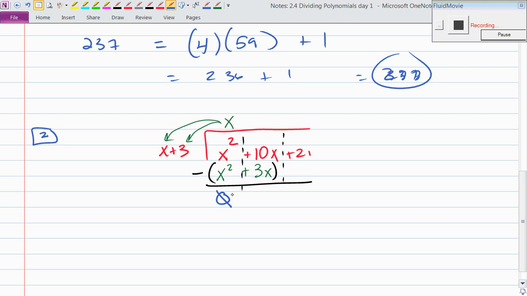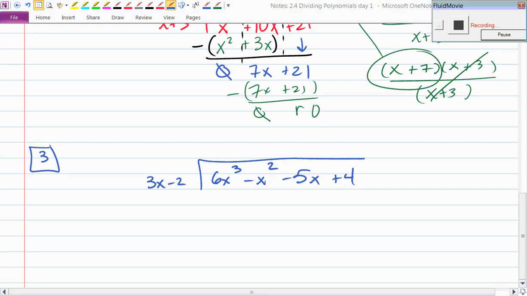So what's 10x minus 3x? What does that give us? A positive 7x. Very good. And then I bring down the 21. Okay, now 7. So what's 7 times x? Good. So we get a 7x down here. What's 7 times 3? Positive 21. Draw a line. We are subtracting. 7x minus 7x is 0. 21 minus 21 is, hey, remainder of 0. x plus 4.